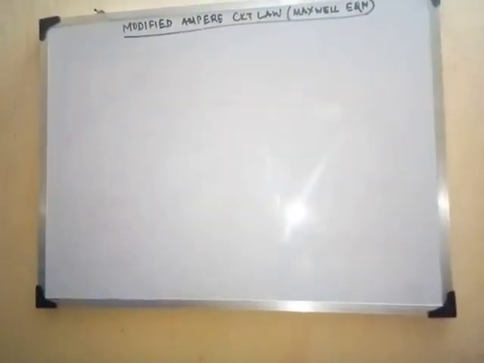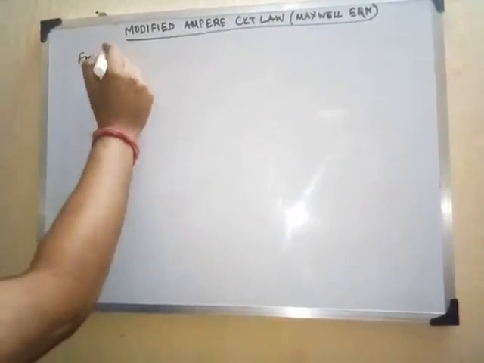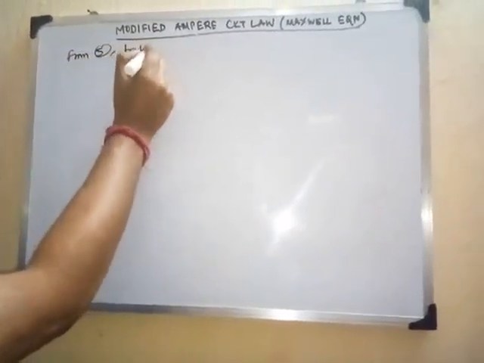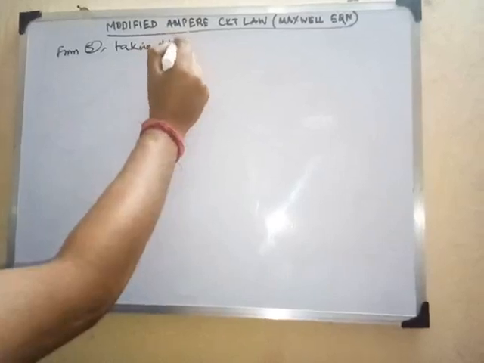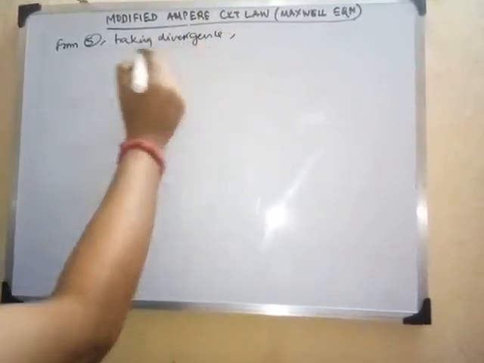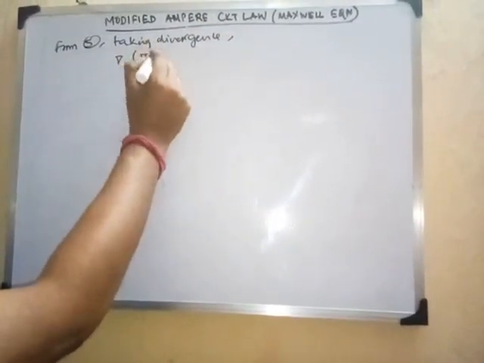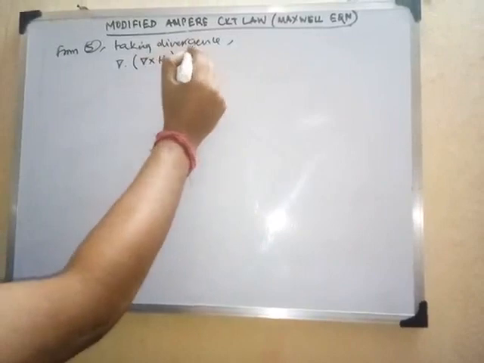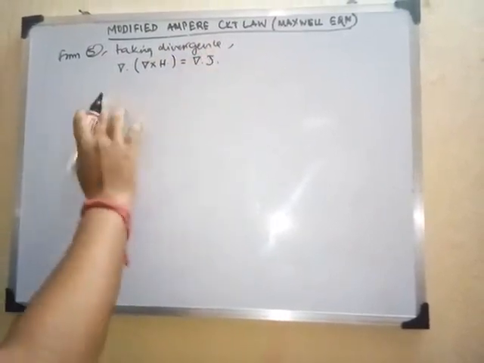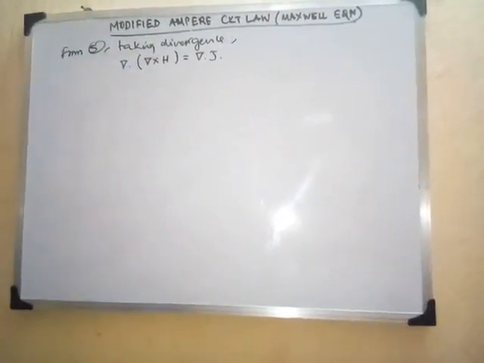So from 5 we take divergence. So taking divergence, what will we get? Del dot del cross H will be equal to del dot J. So we have taken the divergence, which you know is represented by a dot.